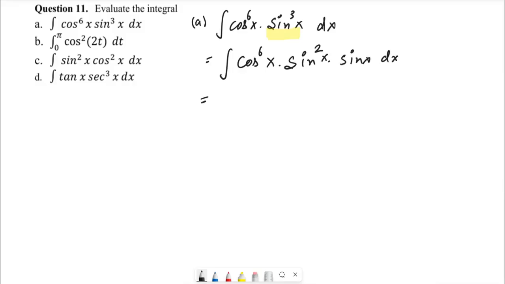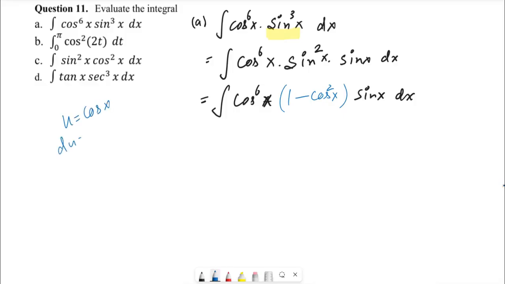Now the cosine actually is fine, but the remaining sine square x can be replaced in cosine format. And we have sine x dx. Now, if we make the substitution u is equal to cosine x, du would be negative sine x dx. And we see that sine x dx is already in the question. Sine x dx is equal to negative du.